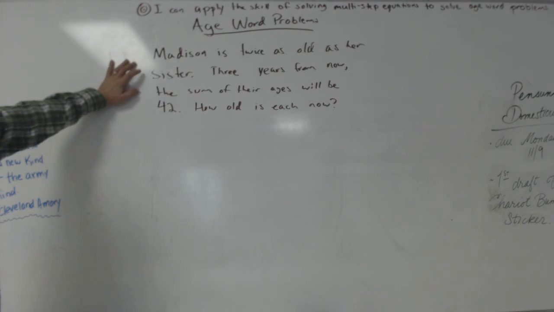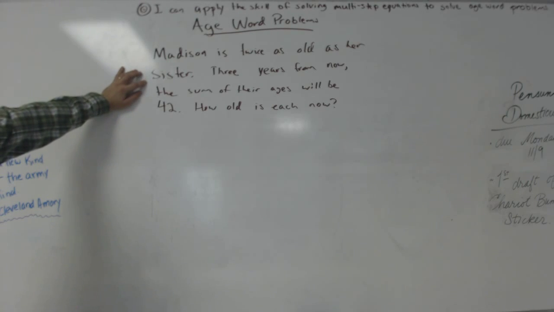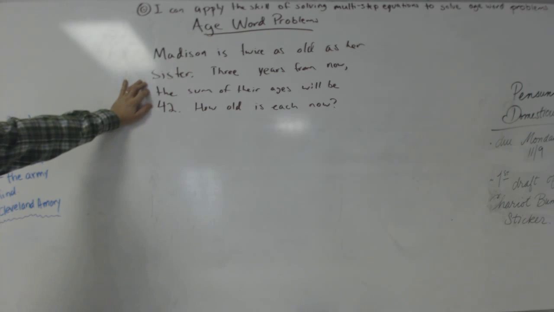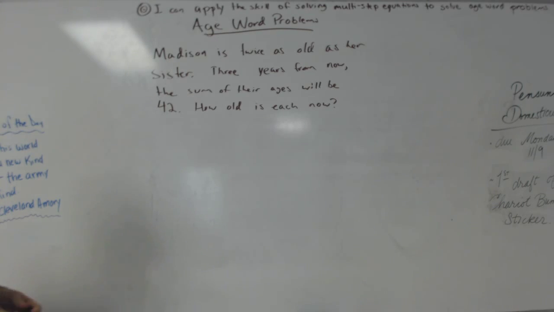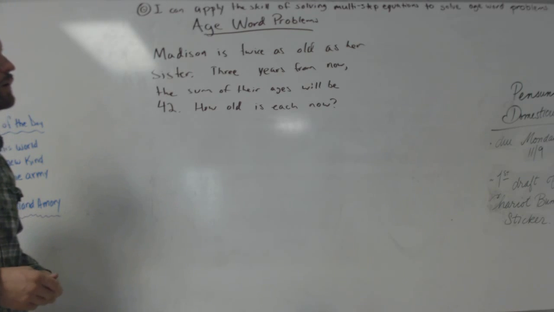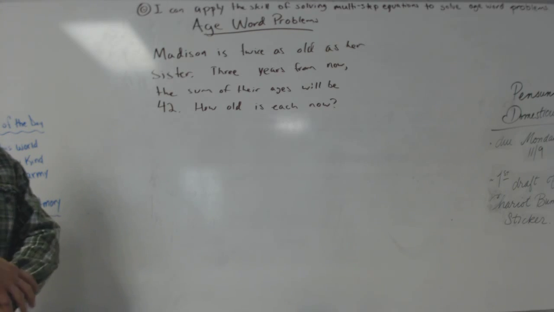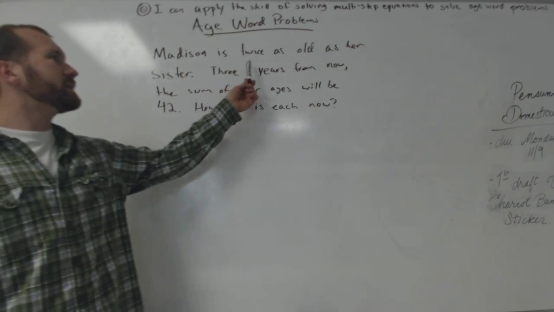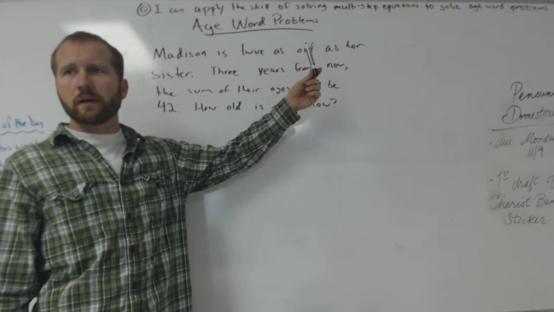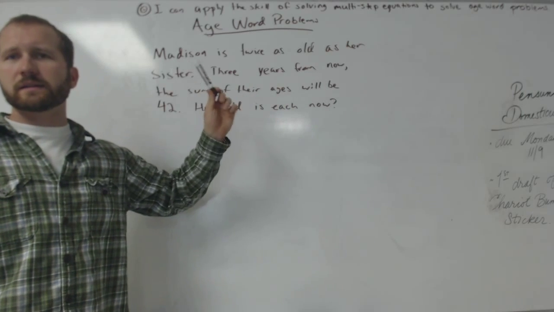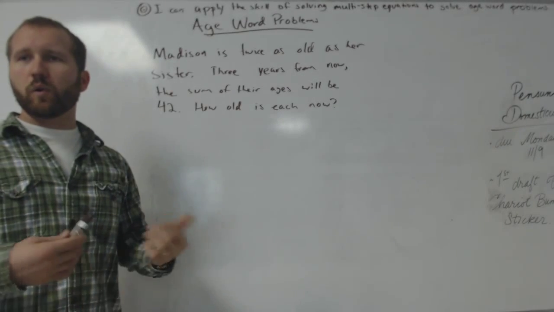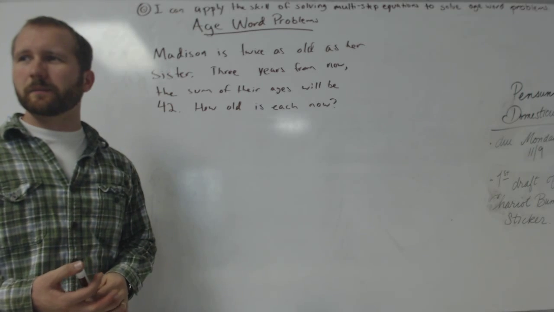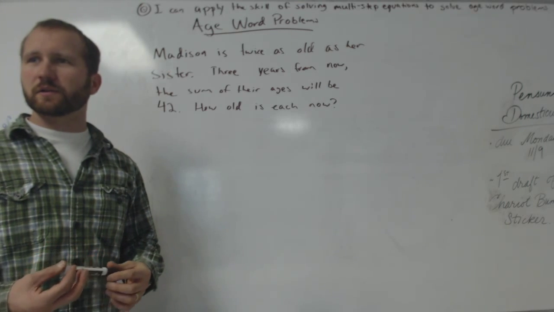Madison is twice as old as her sister. 3 years from now, the sum of their ages will be 42. How old is each now? So before we really start solving this, I just want to look through all the math words and terms and make sure you understand them. When we say twice as old as, how would you write twice something in math? What does twice mean in mathematical terms?